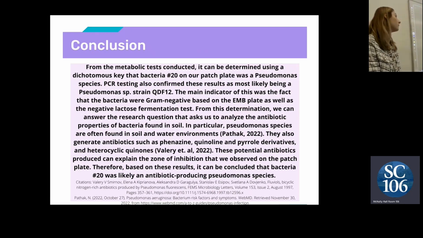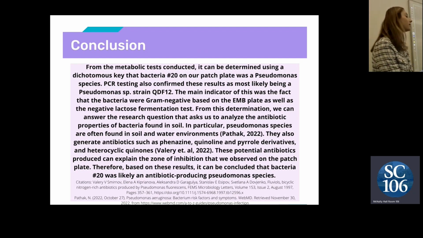So through our metabolic tests, we were able to use a dichotomous key to identify what bacteria we were working with. So using the tests and that key, we narrowed it down to a Pseudomonas species. Once we got our PCR results, we were able to confirm that it was a Pseudomonas species, but it specifically pointed to the QDF12 strain. So part of why we were able to identify that it was a Pseudomonas species was because of the gram-negative test on the EMB plate and then the negative lactose fermentation test.